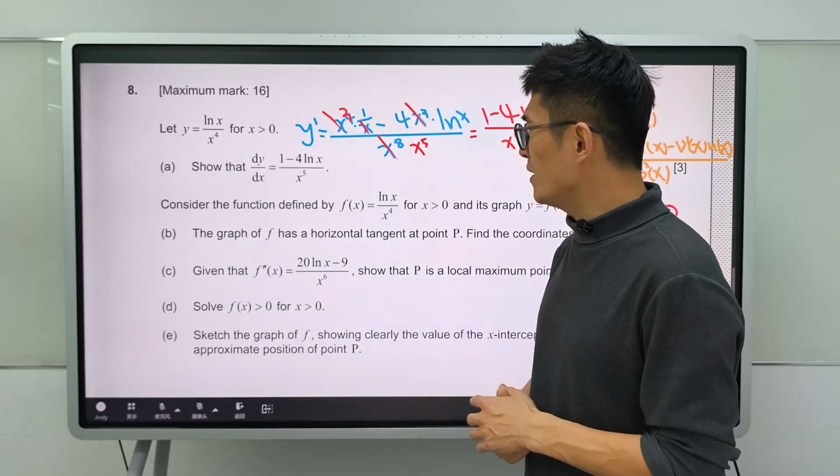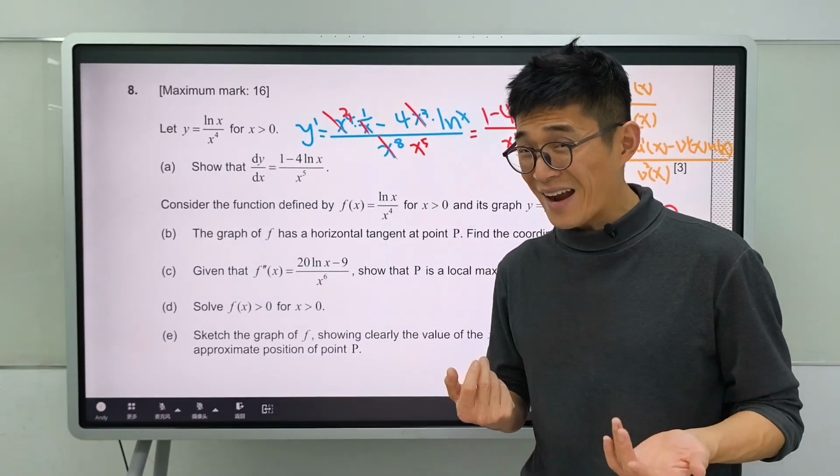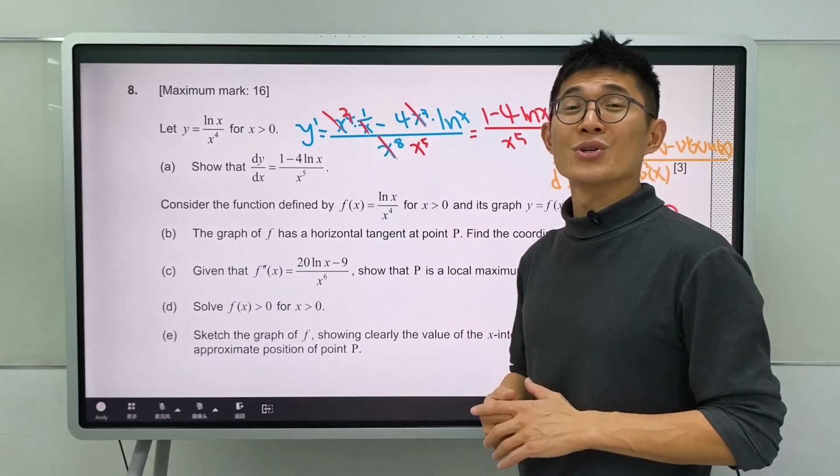Is this going to be a positive one? Or do you think there's going to be a negative value? Yeah, I'll leave this to you to think.